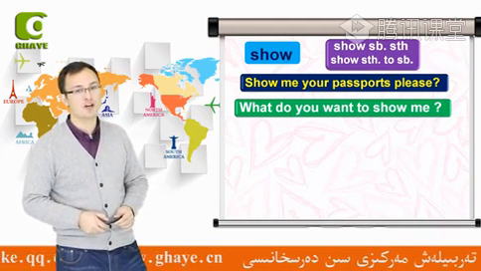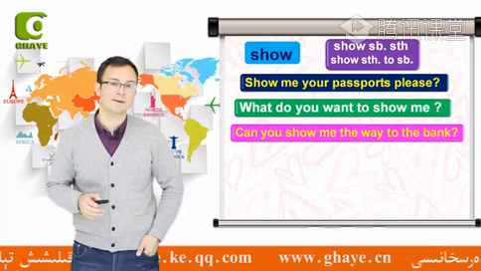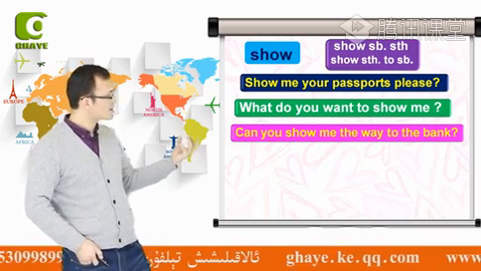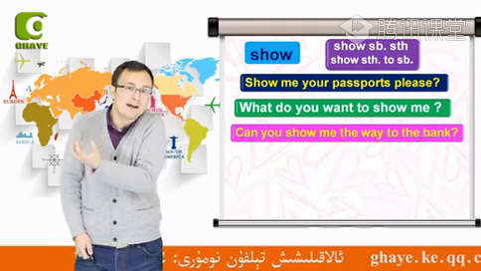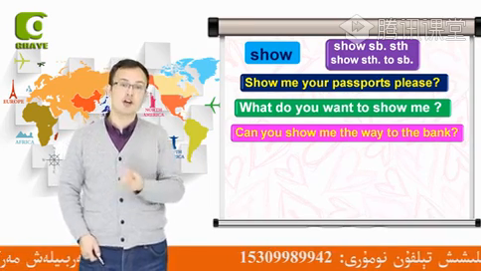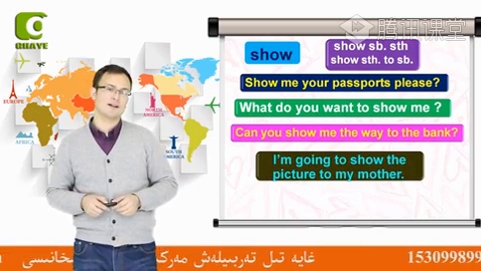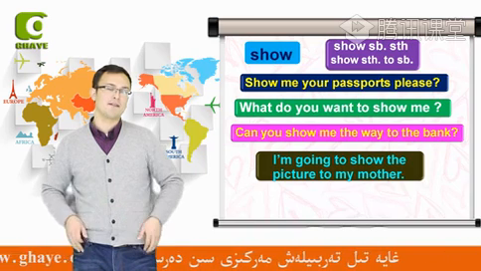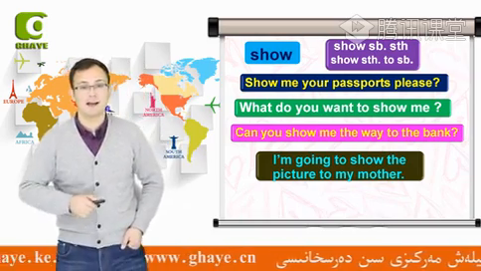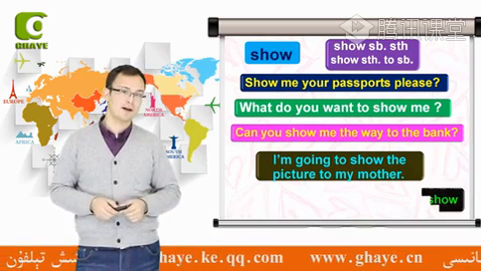Okay, and what do you want to show me? Siz menga nimani ko'rsatmoqchisiz? What do you want to show me? So can you show me the way to the bank? Menga bankga boradigan yo'lni ko'rsatib qo'ya olasizmi? Masalan, can you show me the way to the school? Okay. And I'm going to show the picture to my brother. Men rasmni inimga yoki akamga ko'rsatmoqchiman. I'm going to show the picture to my brother.